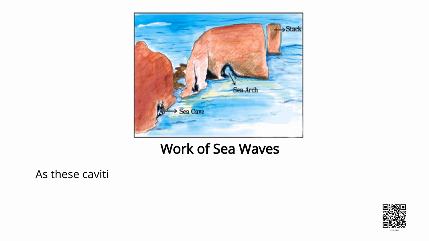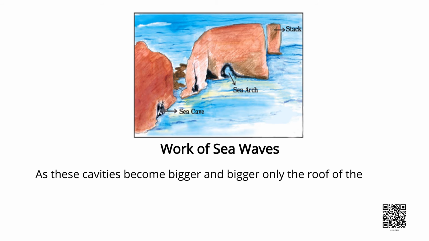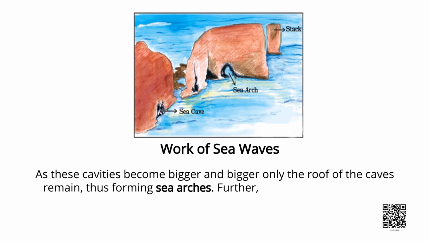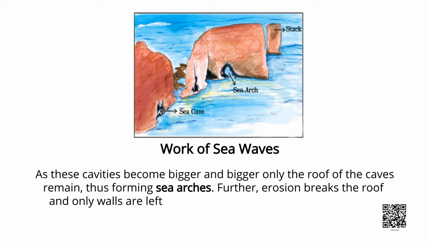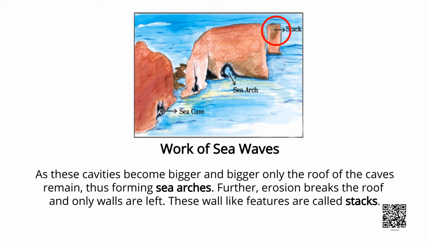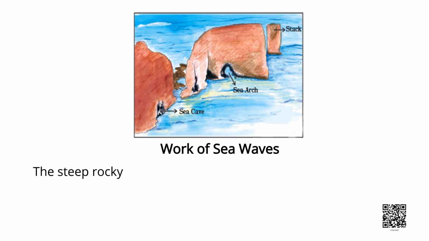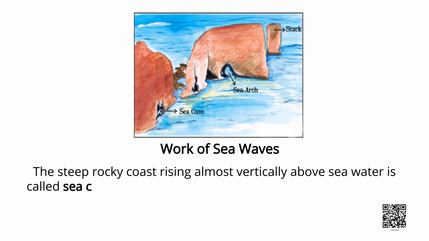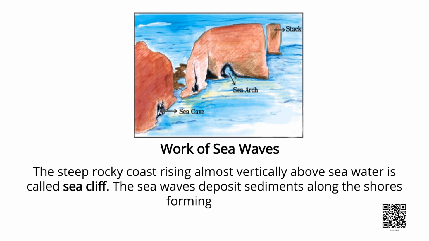As these cavities become bigger and bigger, only the roof of the caves remains, thus forming sea arches. Further, dear children, erosion breaks the roof and only walls are left. These wall-like features are called stacks. The steep rocky coast rising almost vertically above the seawater is called a sea cliff. The sea waves deposit sediments along the shores forming beaches.